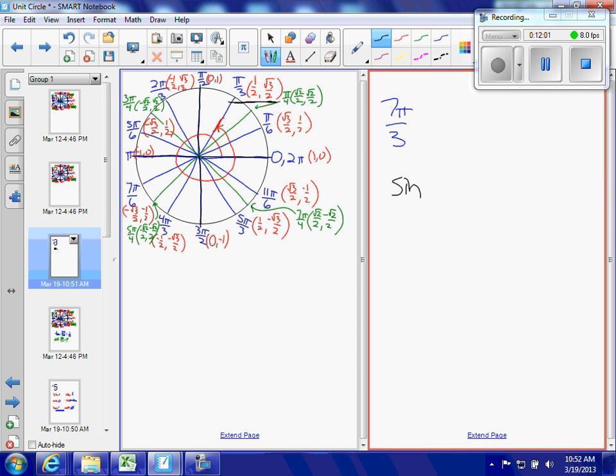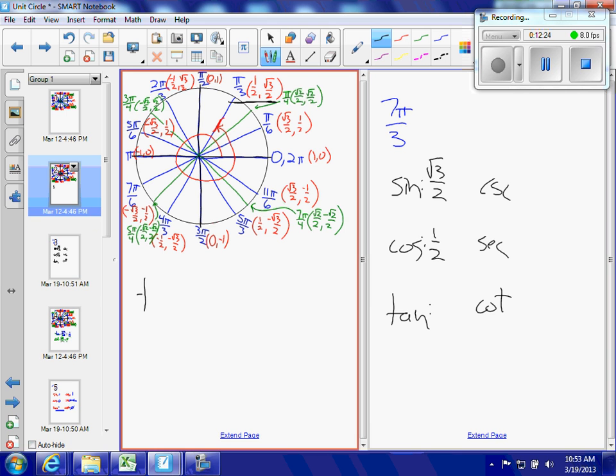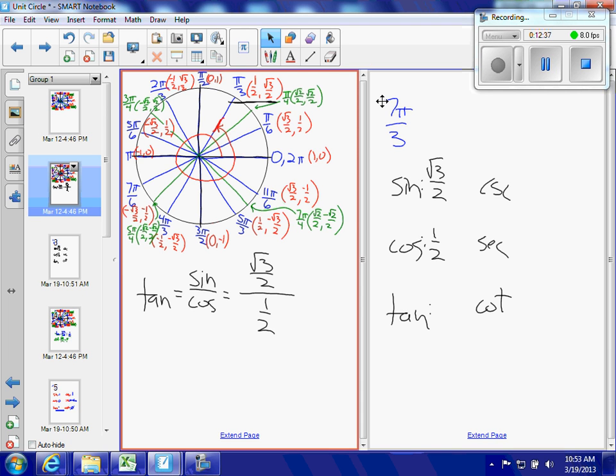Sine, cosine, tangent, cosecant, secant, cotangent. My sine is my y value, radical 3 over 2. My cosine is 1/2. My tangent is equal to sine over cosine. That's equal to radical 3 over 2 divided by 1/2. Well, let's get rid of our denominator by multiplying by the reciprocal.